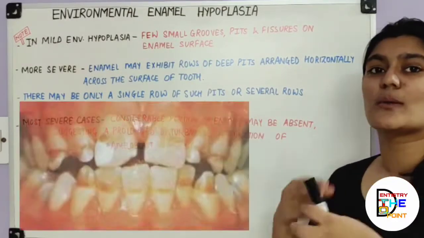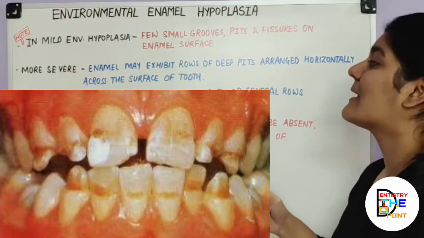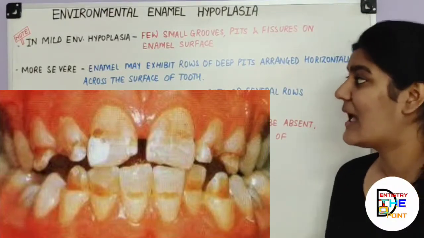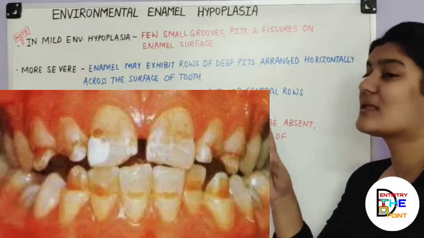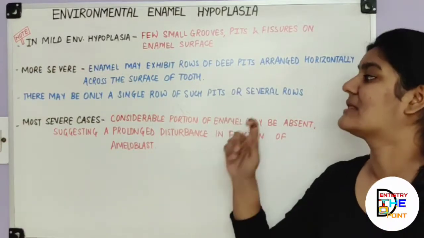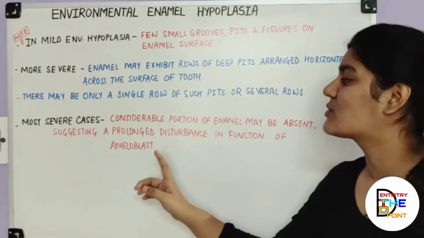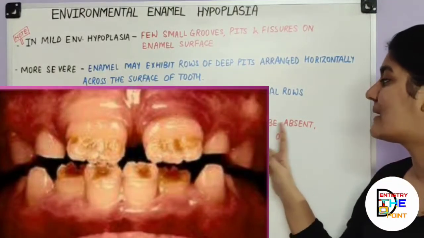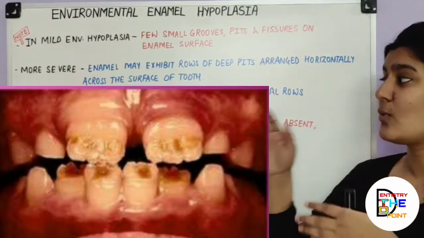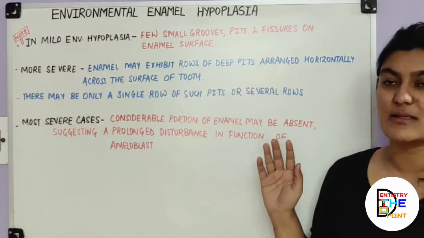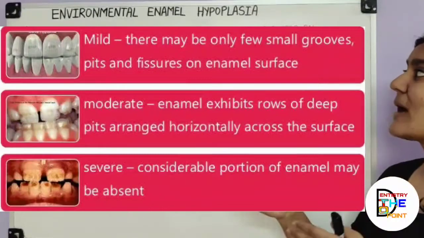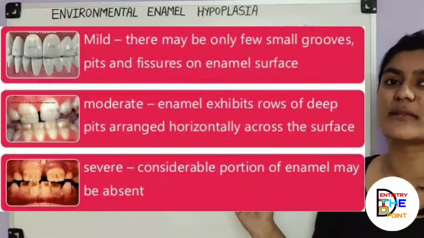If it is a more severe or moderate form, you can say, then the enamel may exhibit rows of deep pits arranged horizontally across the surface of the tooth, and there may be only a single row of such pits or several rows. Okay, again I'll pop up an image from which it will be clear what this means. And the most severe cases will show a considerable portion of enamel may be absent, suggesting a prolonged disturbance in the function of the ameloblast. So the enamel layer will chip off in a way. So these are the mild, moderate and severe forms of environmental enamel hypoplasia. Basic, you can say, clinical feature.